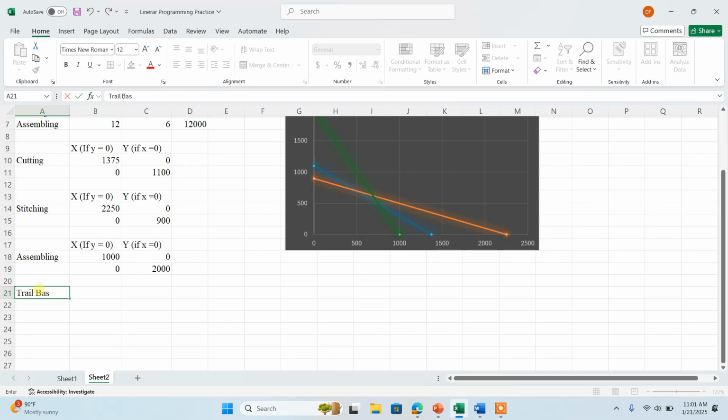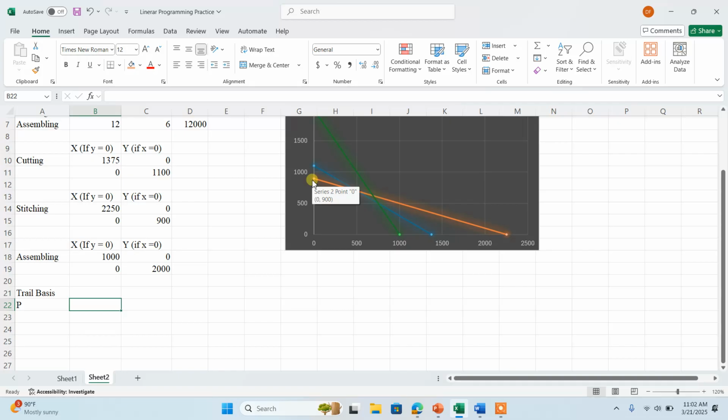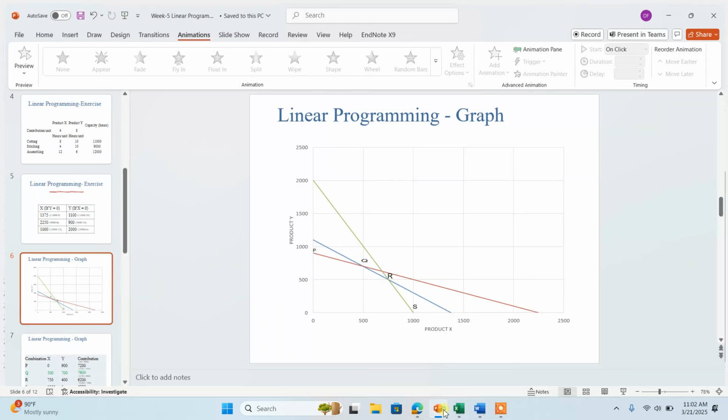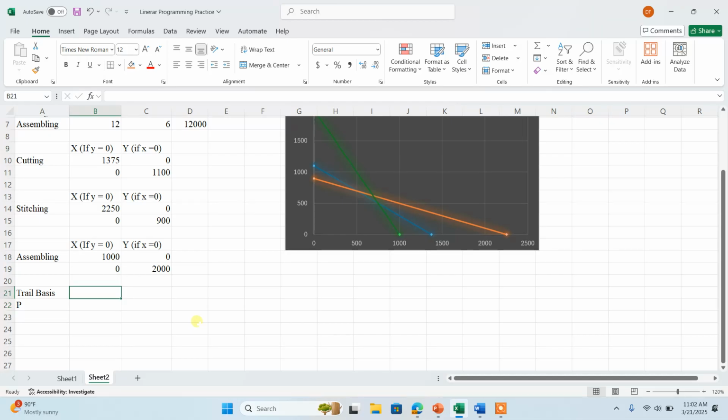Let's check on the trial basis. So we have different combinations. Let's suppose P. If you look at the graph on the PPT slides, I named this P. On P, you can see that X is 0 and Y is 900. Let's check the X and Y, and the profit.